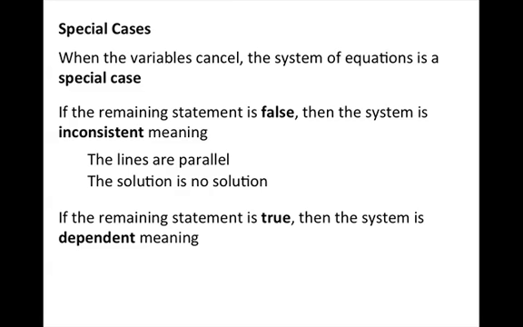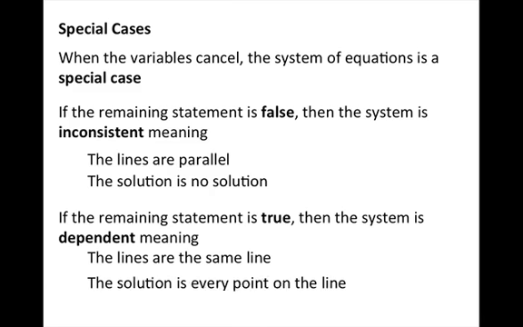If the remaining statement is true, the system is dependent. With a dependent system, the two equations graphed as the same line. Well, the two lines are the same, so they're going to cross at every point. The solution is the point where they cross, and if they cross at every point, the solution is every point on that line.